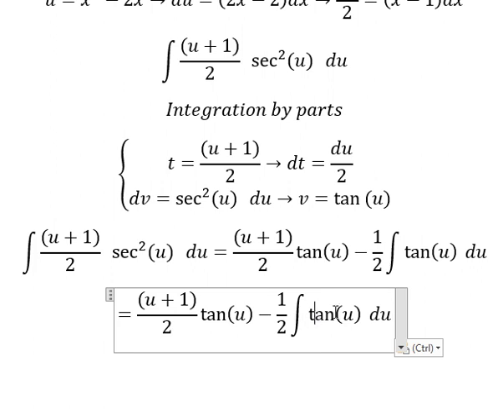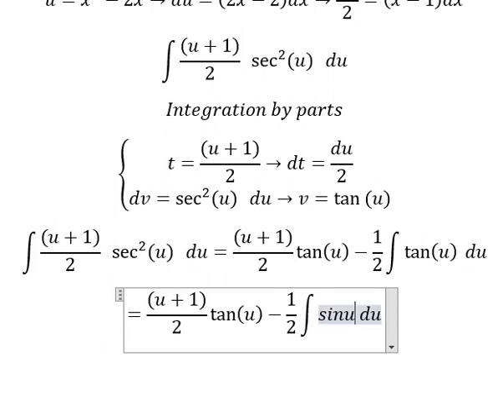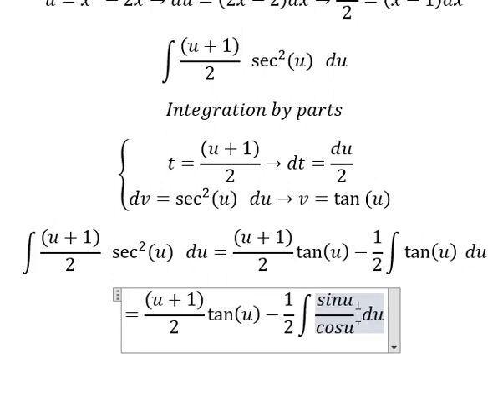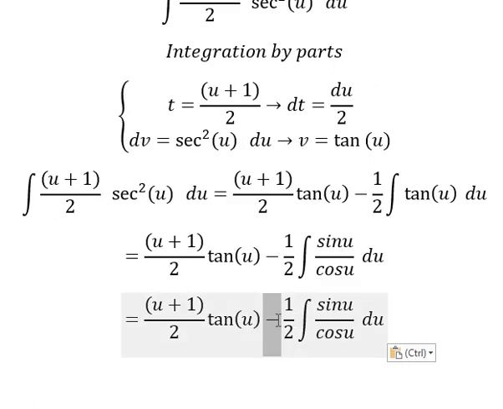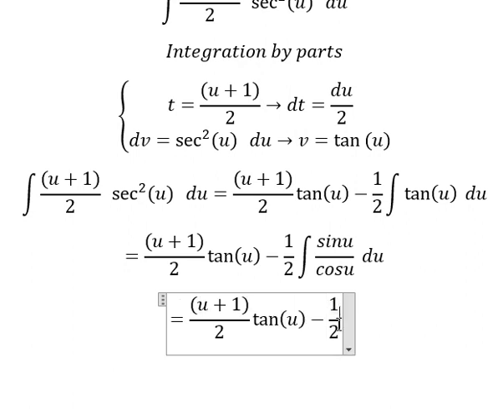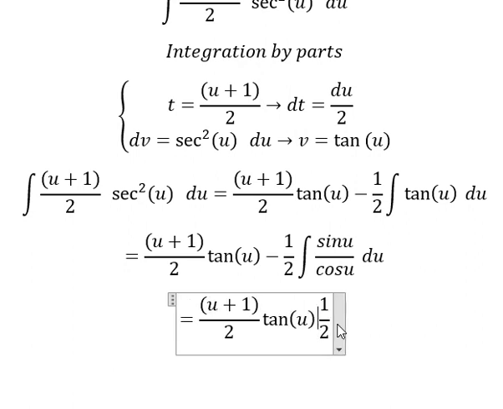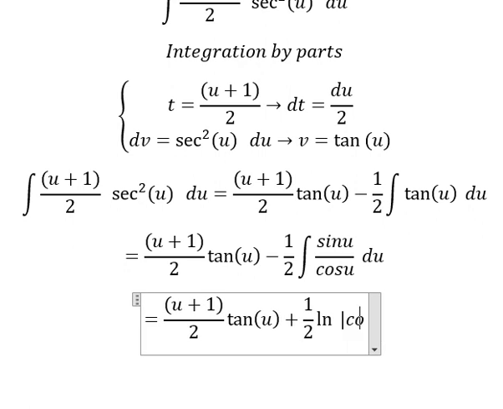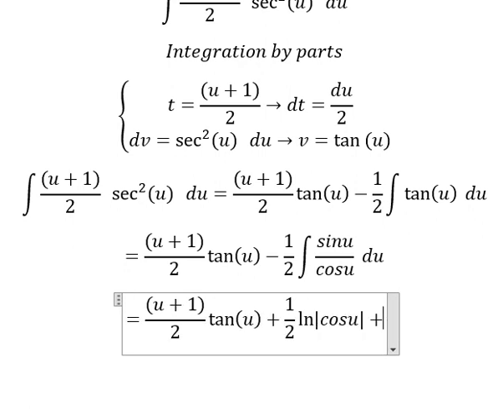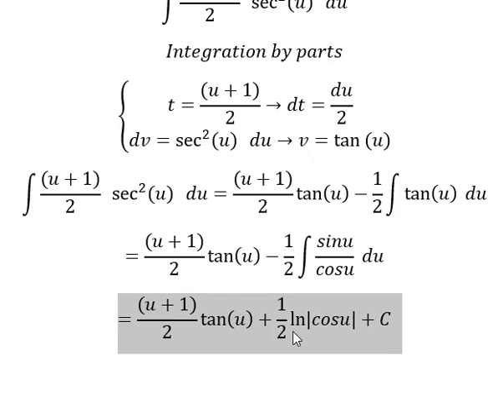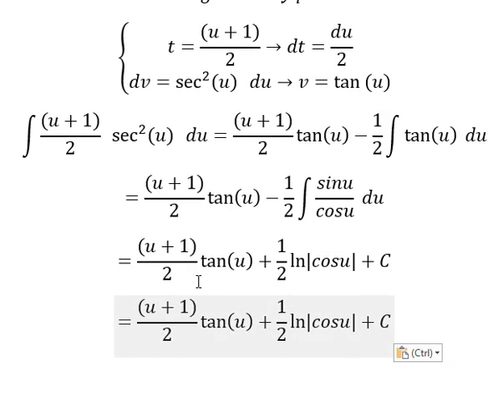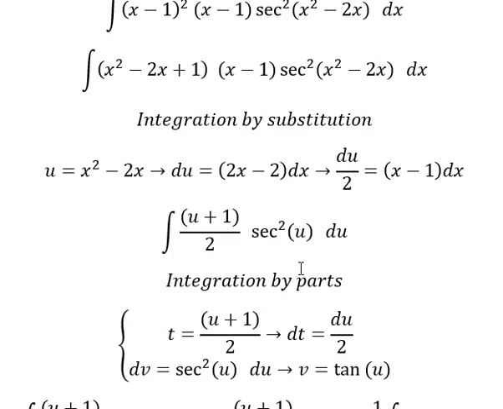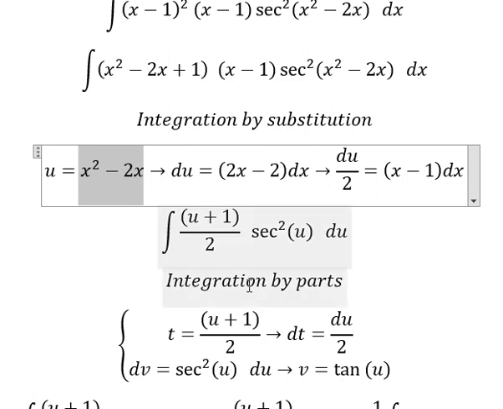We know that tan u is sine u over cosine u. The integration of negative sine u over cosine u is positive ln of the absolute value of cosine u, and I will put c. About u, that is s squared minus 2s.